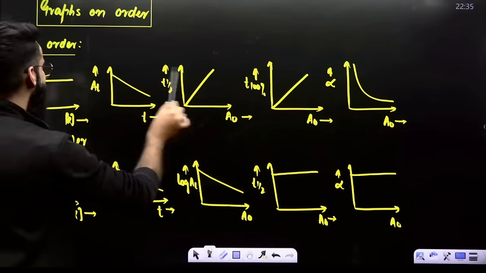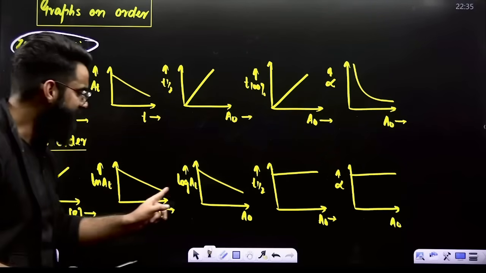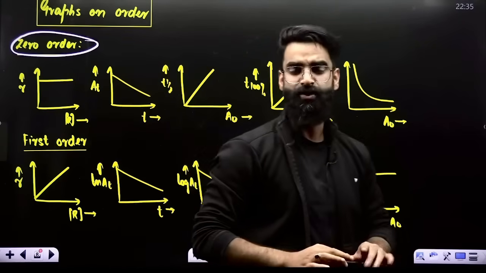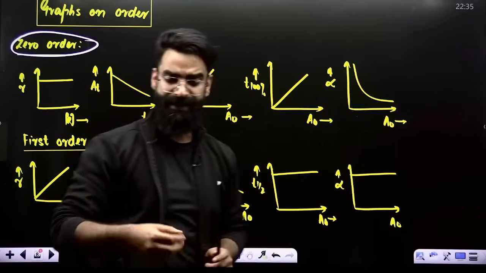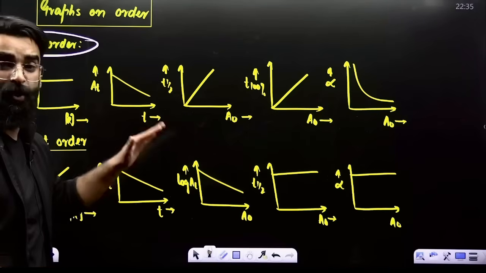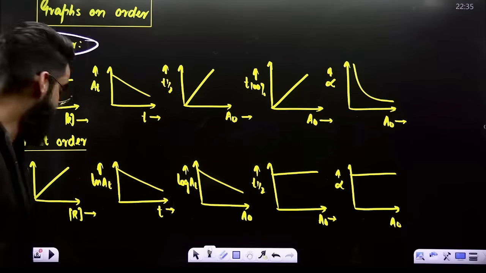All these are basically the graphs for the zero order reactions. Perfect. Similarly, all these are here the graphs of the first order reactions. So they might give you certain graphs and they will ask you what is going to be the order of the reaction. So remember these few graphs over here. One is for zero order and the second part is for the first order reactions.